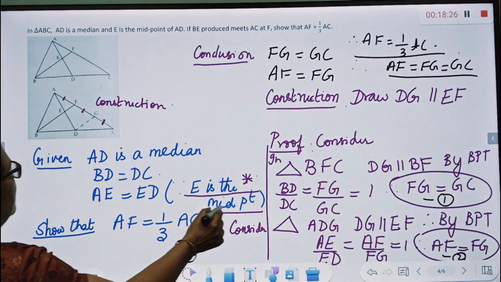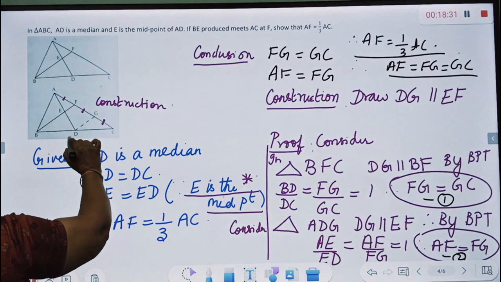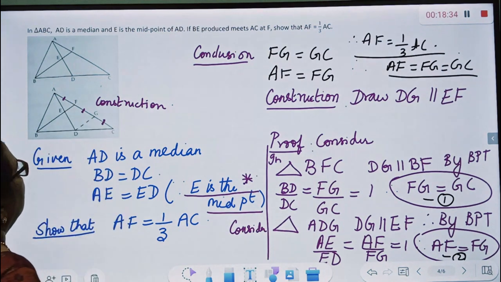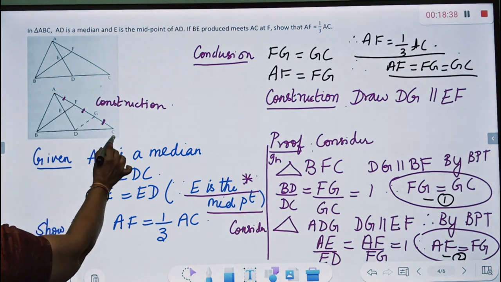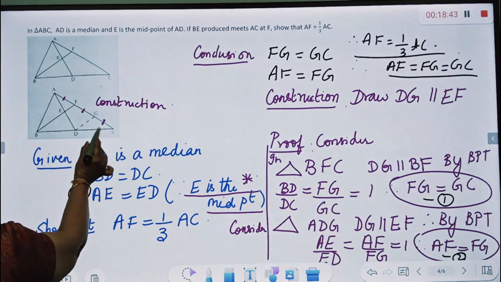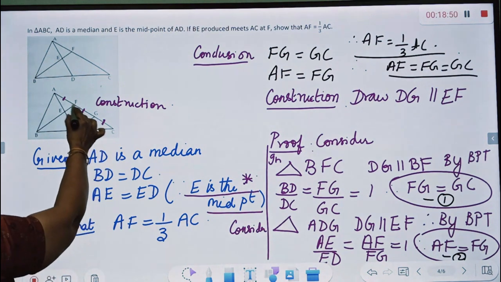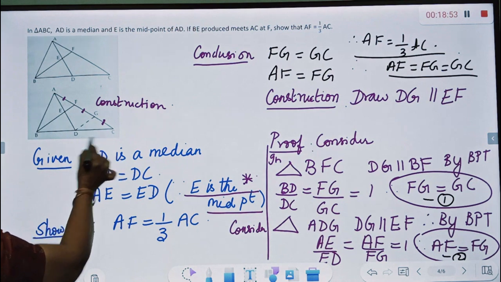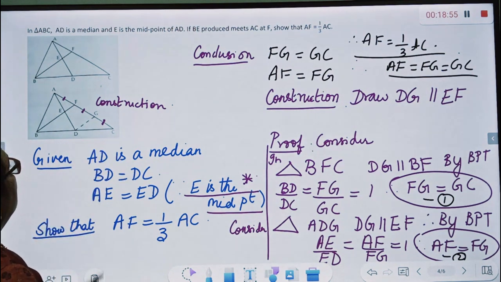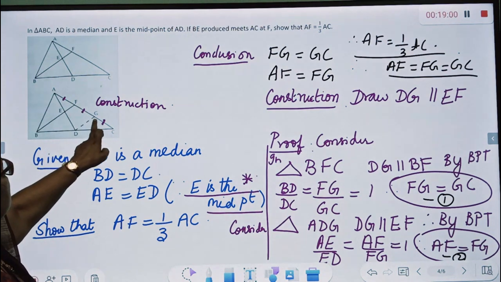So, first we used which triangle? Triangle BFC. We drew a line first of all, DG parallel to EF. Then we looked at which triangle? BFC. This is parallel to this. Therefore, FG by GC equal to CD by BD. That's what we have written. FG by GC is equal to BD by DC. That is 1. But D is a midpoint. Therefore, G will also be a midpoint. FG is equal to GC.